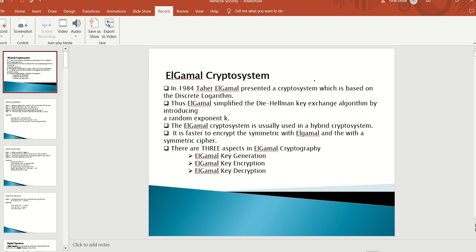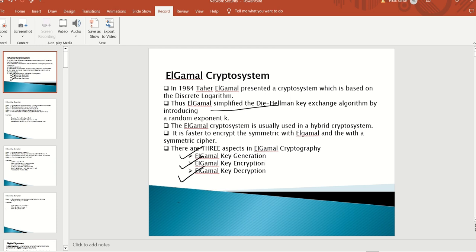Hi guys, so this is your class for the ElGamal cryptography system. This is basically your PPT. As we have seen in all the other cryptography algorithms, we have three things to find out: key generation, encryption, and decryption. So here also the same things exist.